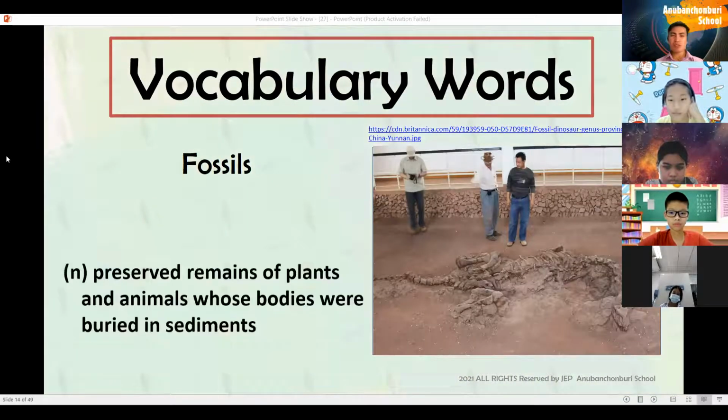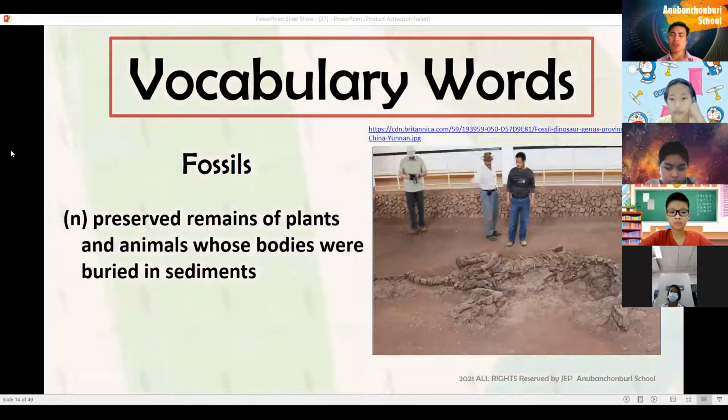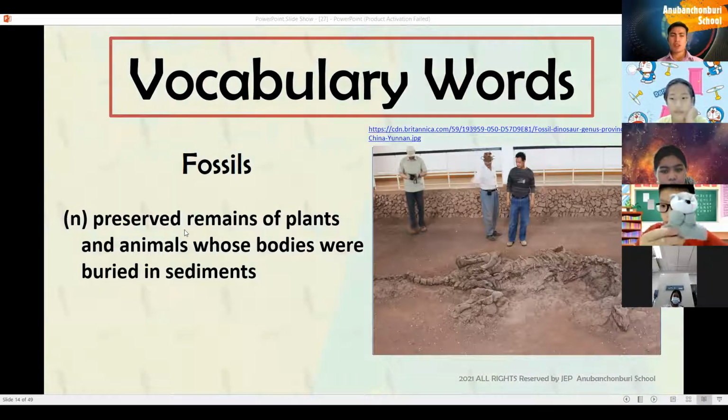The next word here is fossils. One of the most interesting topics that we discuss is all about fossils. And I think in your science, you still study fossils, right? Because there's a lot of things that we can learn when we study fossils. Fossils are preserved remains of plants and animals whose bodies were buried in sediments.